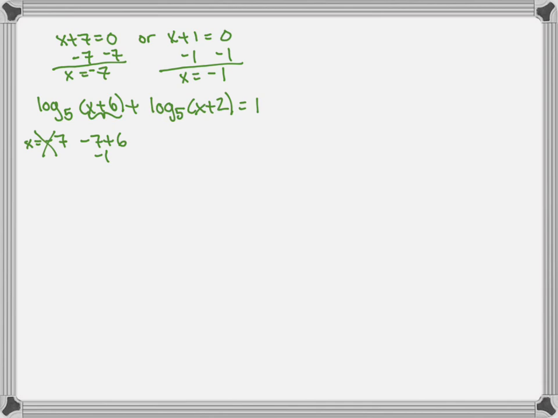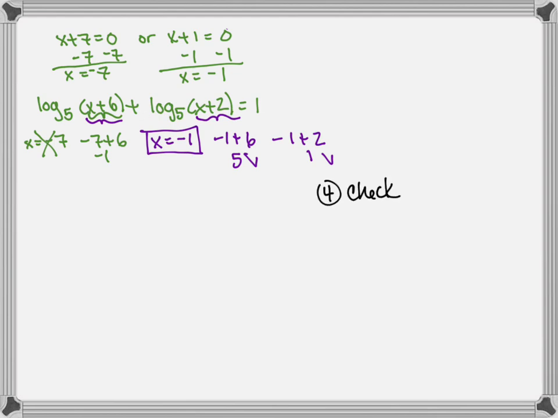Let's test out our other solution. X is negative 1. Let's test it in x plus 6. Negative 1 plus 6 gives us 5. That's positive, so that's good there. Let's test it in x plus 2. Negative 1 plus 2 is 1. That's also positive. So x equals negative 1 is a potential solution. It doesn't matter that x is negative. What matters is that the argument of a log is not negative.